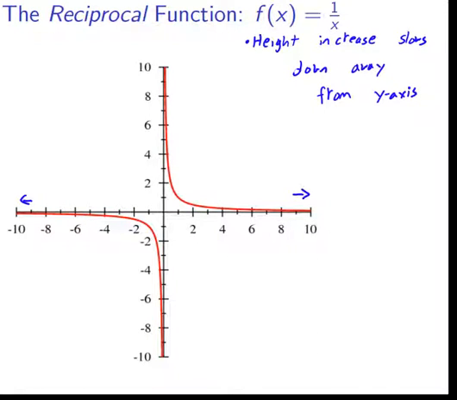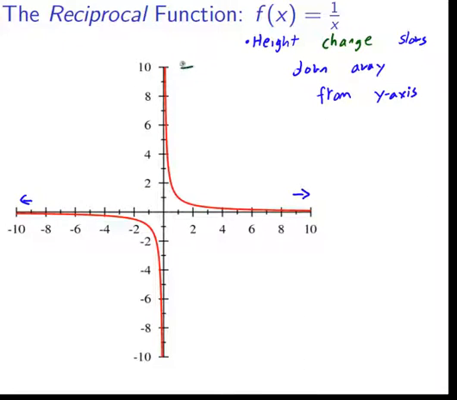However, this makes sense because at 2 we're at 1/2, at 4 we're at 1/4, at 6 we're at 1/6. So the height increase, well, I guess decrease, it's increase as we go to the left, but the point is the change in the height. Height change slows down away from the y-axis.